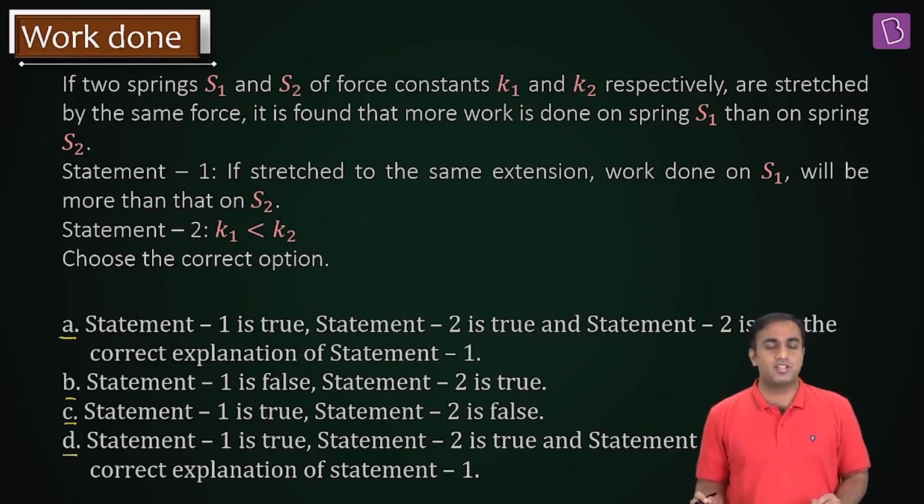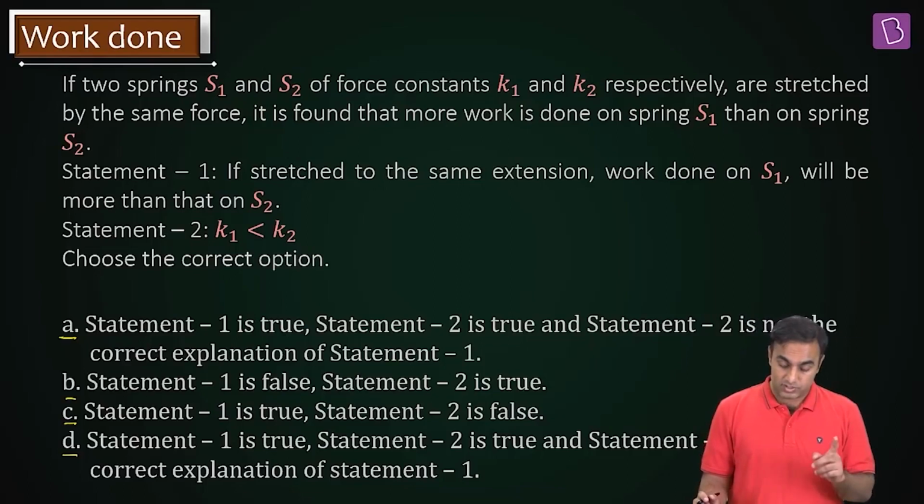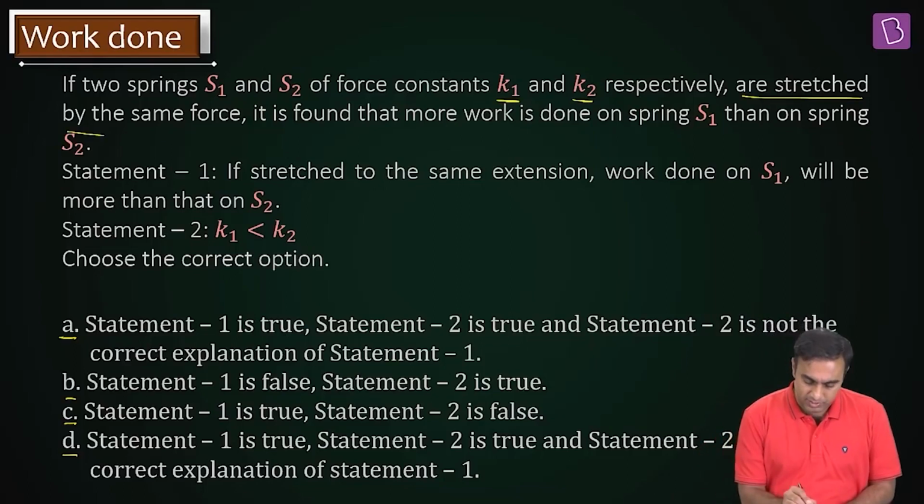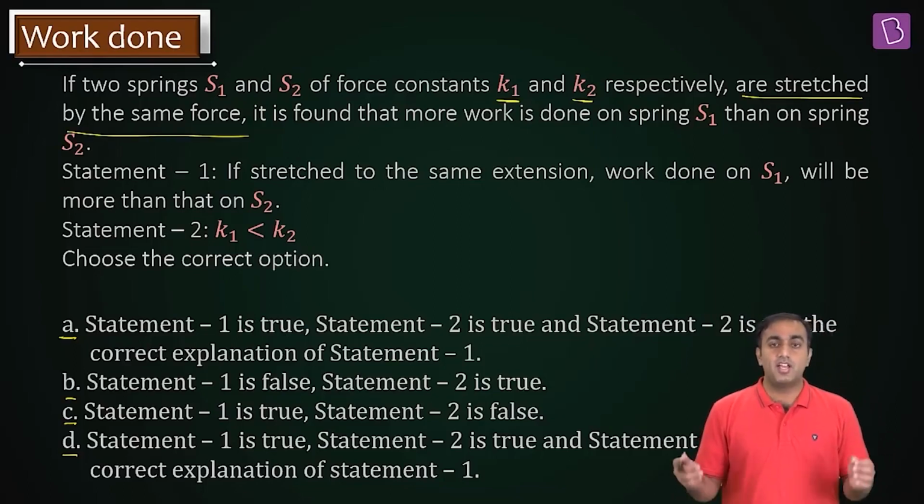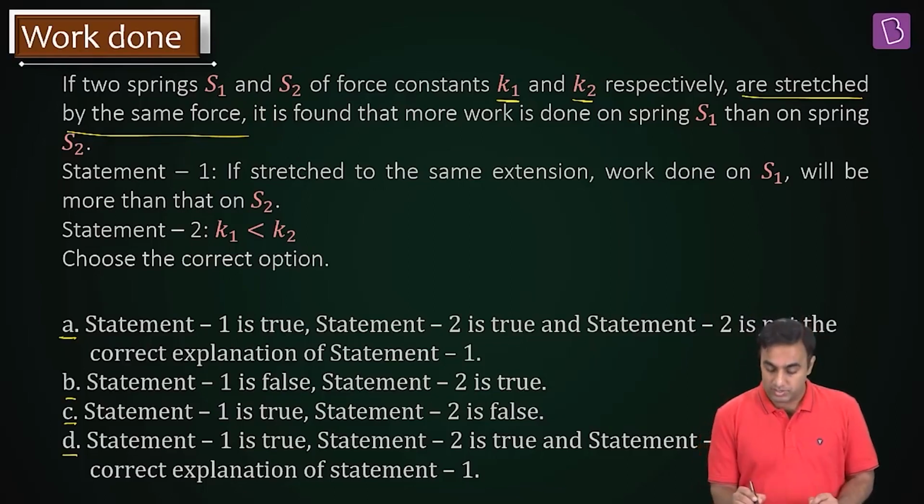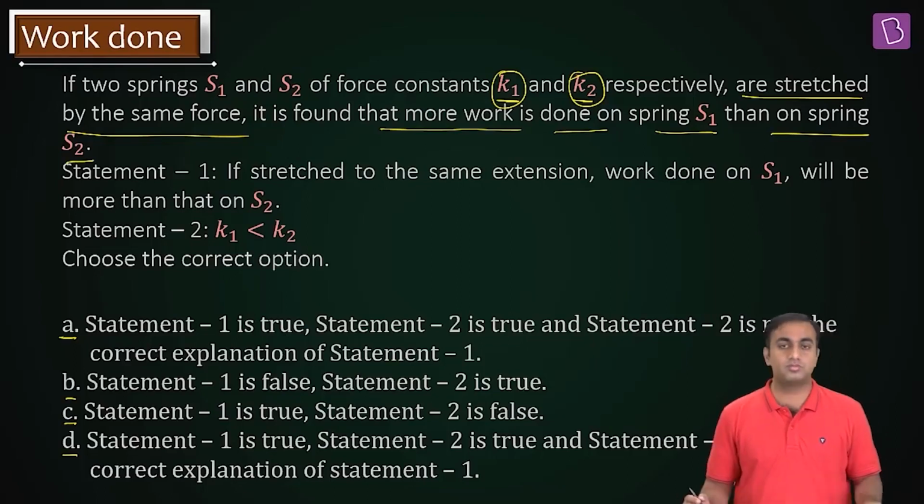Let's understand this. There are two springs with different force constants, K1 and K2. What do you mean by they are stretched by the same force? It means that in both the springs, you have the same amount of force being applied, which means that the restoring force in both the springs in magnitude is the same. Is the stretch the same in both spring 1 and spring 2? Need not be, because K1 and K2 are different. And it is found that more work is done on spring S1 than on spring S2.